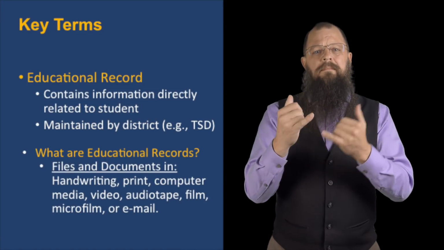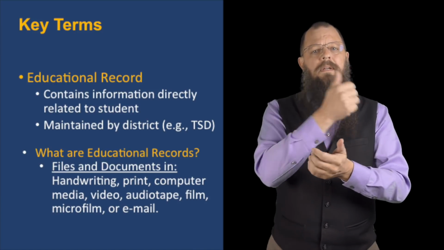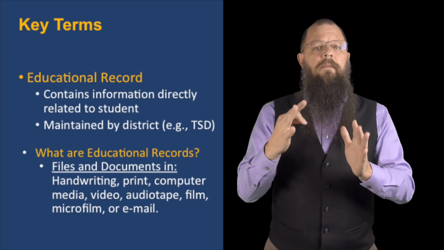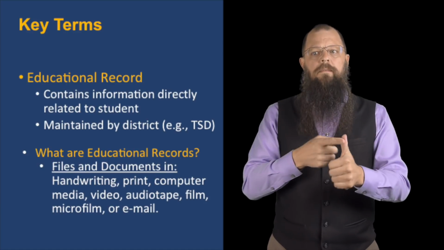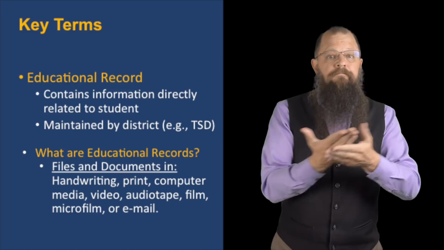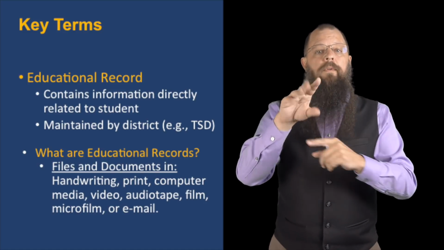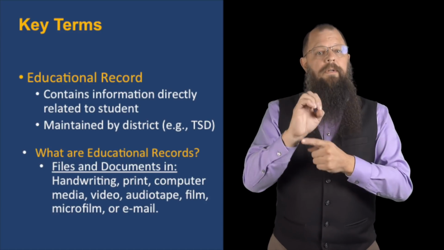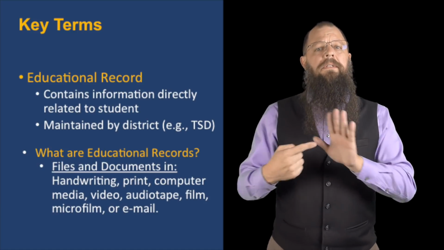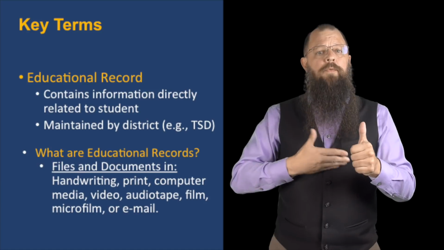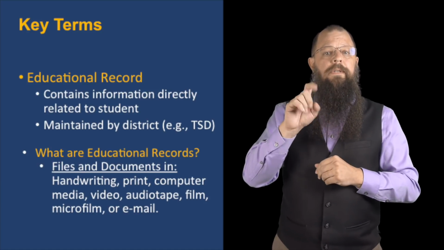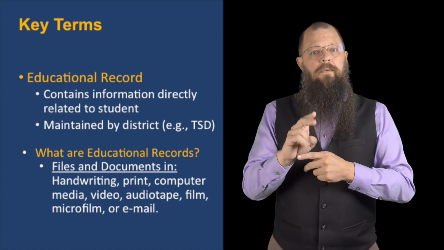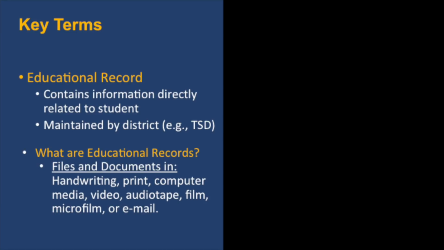And now for some key terminology related to FERPA. An educational record refers to any information directly related to the student and is maintained at the district level. These are files and documents that can be kept in handwritten form, print, computer media, video, audio tape, film, microfilm, or email. All of these are considered a student's educational record. It can include birth date, social security number, grade, test scores, and others. Anything kept by TSD is considered an educational record.